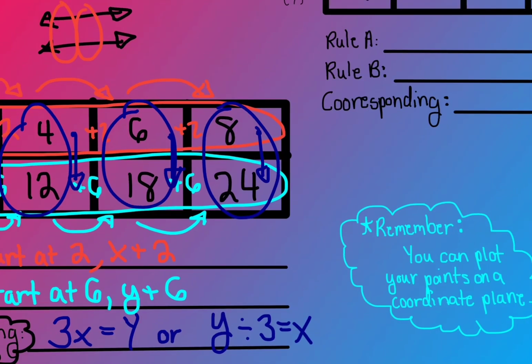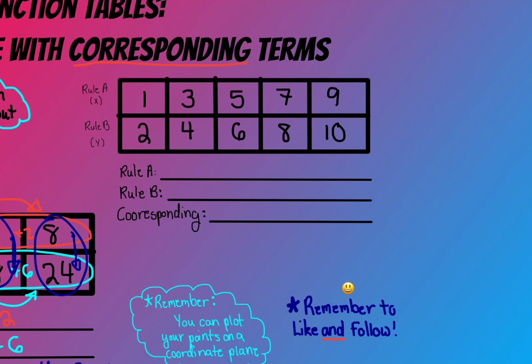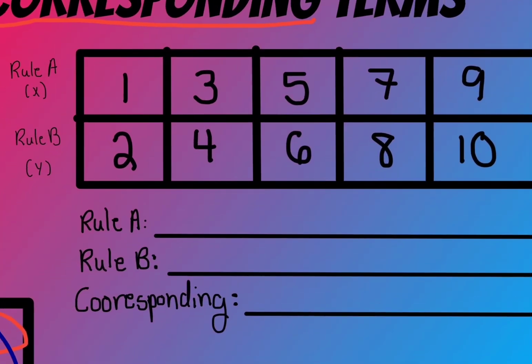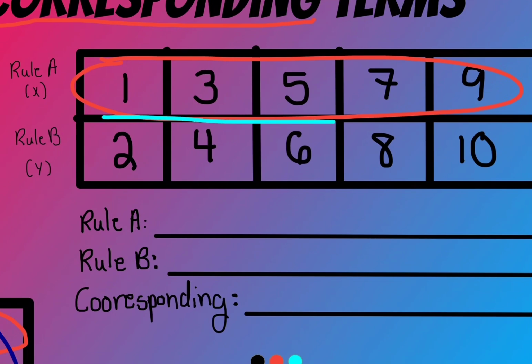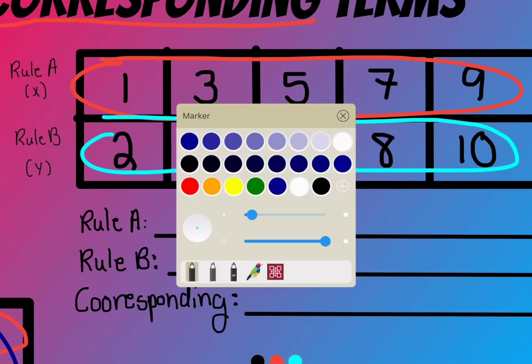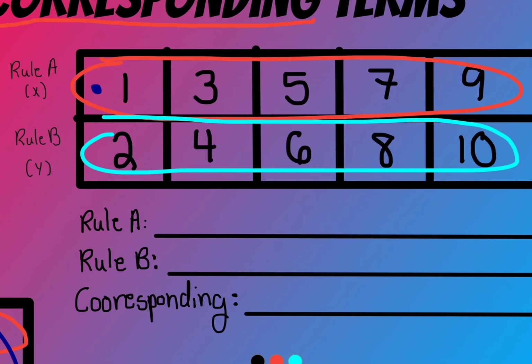Try this one. Remember, or look at this table. It's a little bit easier. I want you to look at your red numbers. Look at your blue numbers. See if you can figure out your rule A and rule B. And then we're going to go back and look at our corresponding terms. So pause the video and see if you can kind of make sense of it.